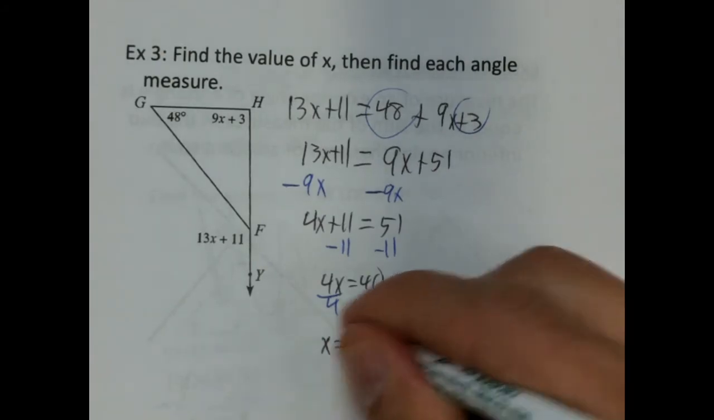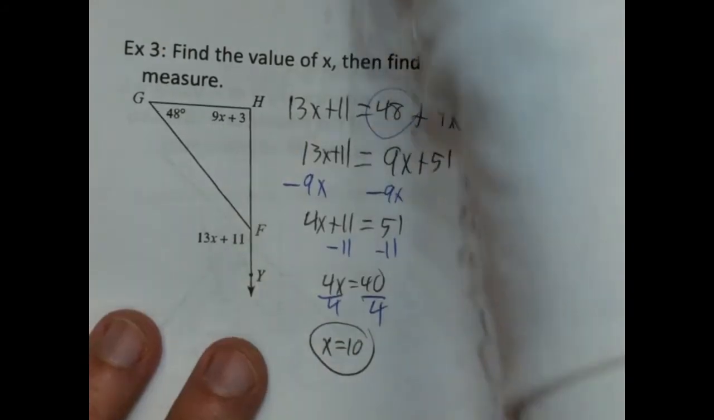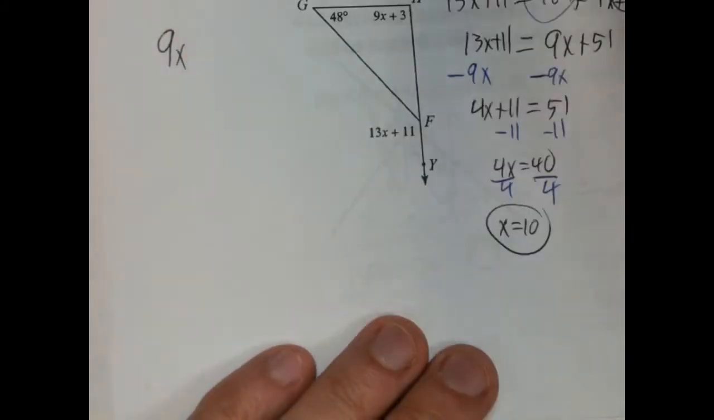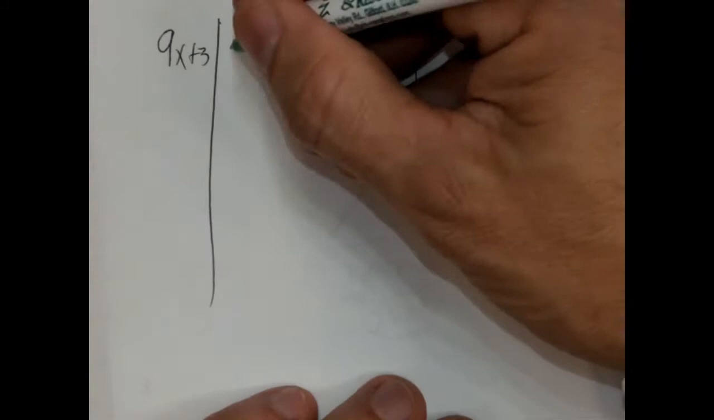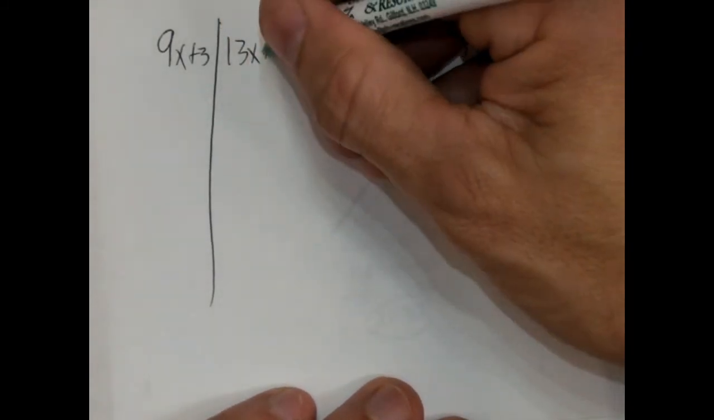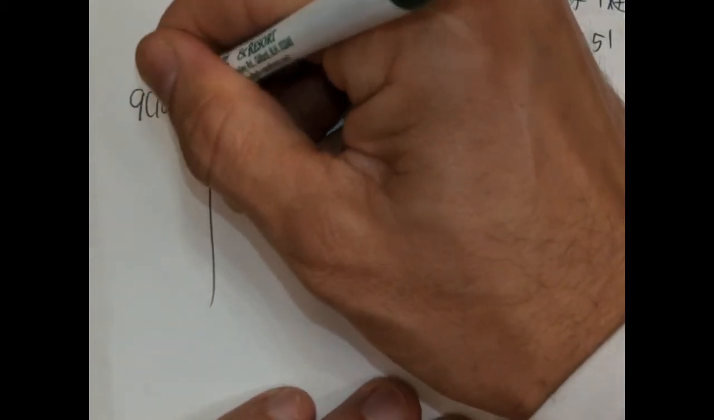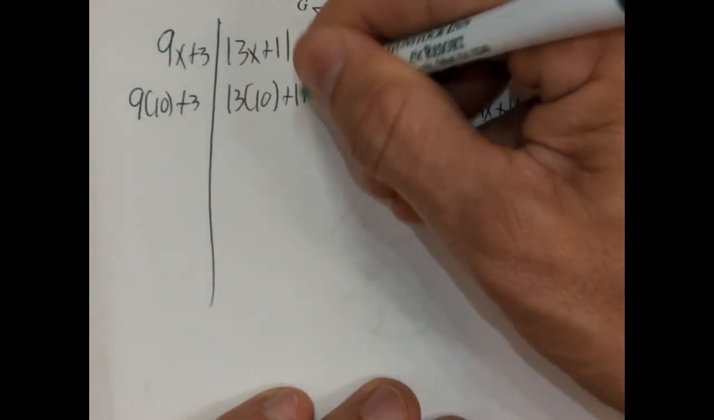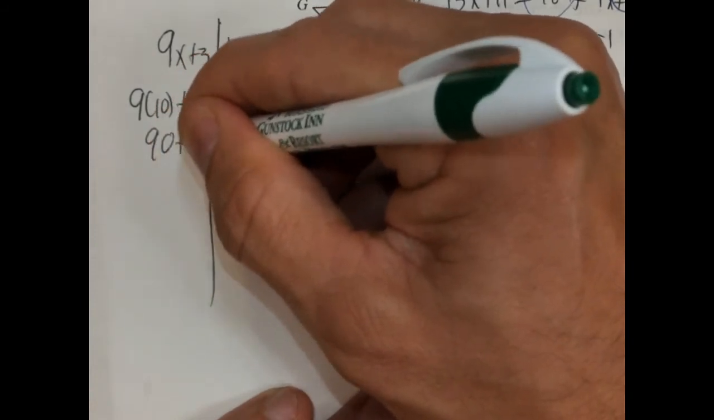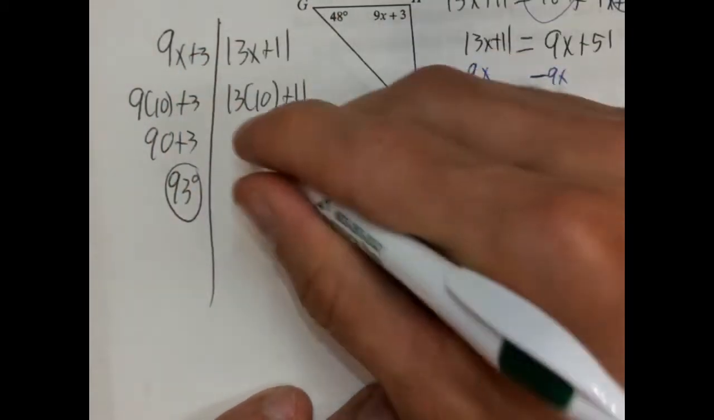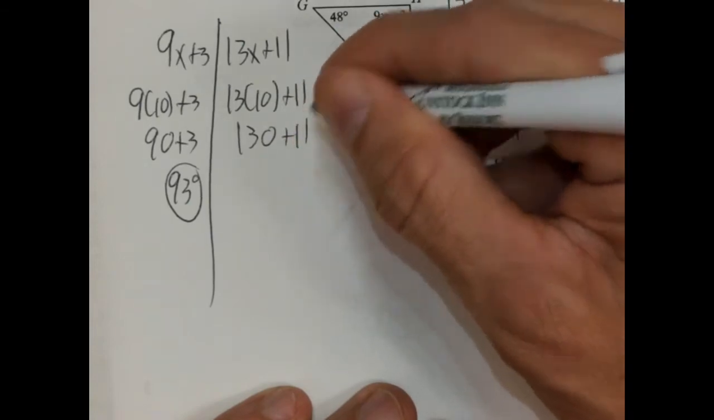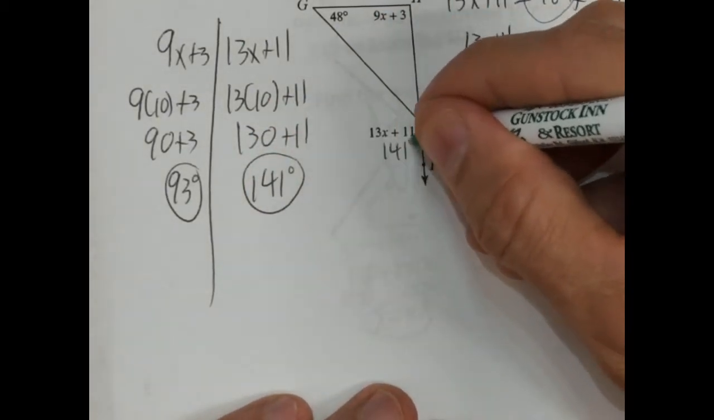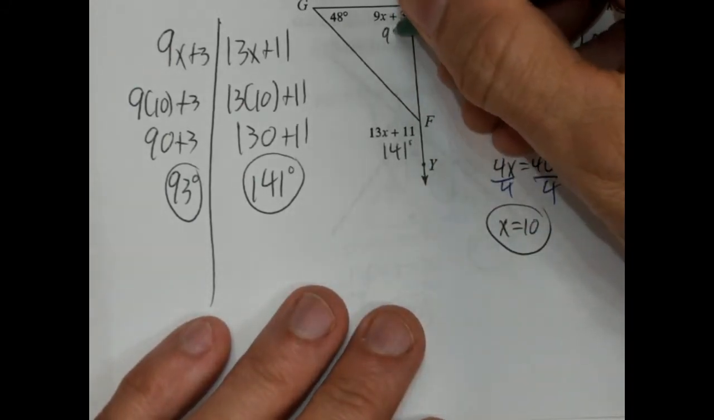Okay, we're not done though. So now we have to plug this in to find the missing angles. 9x plus 3 and 13x plus 11. So 9 times 10 plus 3, 13 times 10 plus 11. So 90 and then 93. So that's 93 degrees, and this will be 130 plus 11 is 141 degrees. Okay. So 141 down here, and then this is going to be 93.